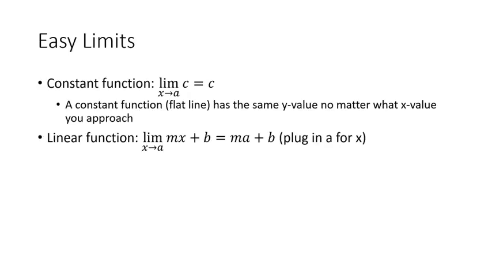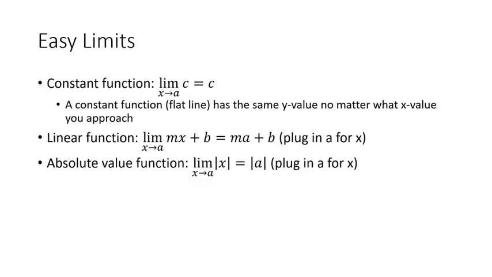For a linear function, if we want to find the limit as x approaches some number a, we can just plug in that number a for x. That's what we did for the profit function example. For an absolute value function, the limit of that function as x approaches a number a, all we have to do is just plug in that number a for x. Later, we're going to look at some more complicated examples of using the definition.